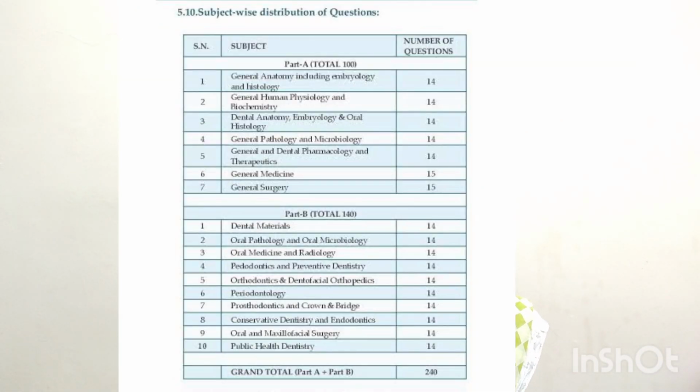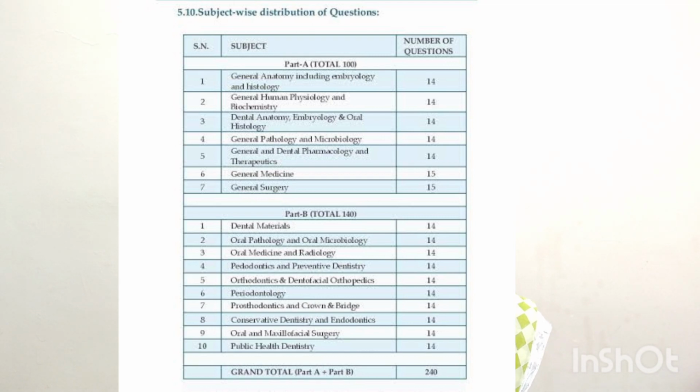So basically, to get through your third year BDS, you have to write university exam of 3 subjects, that is general medicine, general surgery and oral pathology. And let me tell you about NEET MDS exam. It is an MCQ based exam and consists of a total of 240 questions. Look at the subject wise distribution of questions: 14 questions come from each subject, but from general medicine and general surgery 15 questions come.